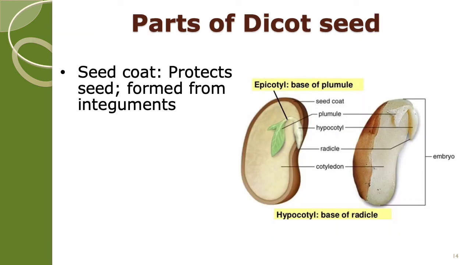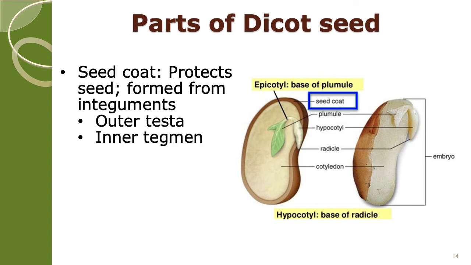So now when embryogenesis is complete, we end up with the seed. When we look at different parts of the seed, the outermost structure is the seed coat. The seed coat protects the seed from different environmental factors, and it is formed from the integuments that cover the ovule. There are normally 2 layers to a seed coat, and the outer layer is called the testa, and the inner layer is called the tegmen.